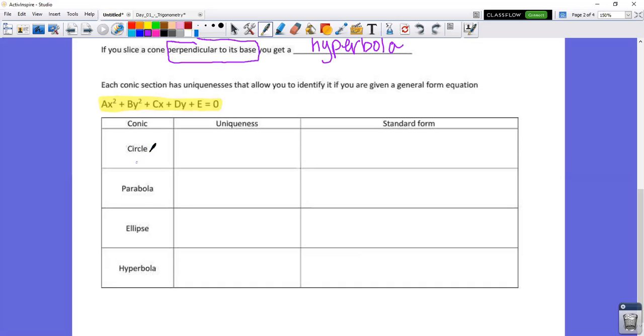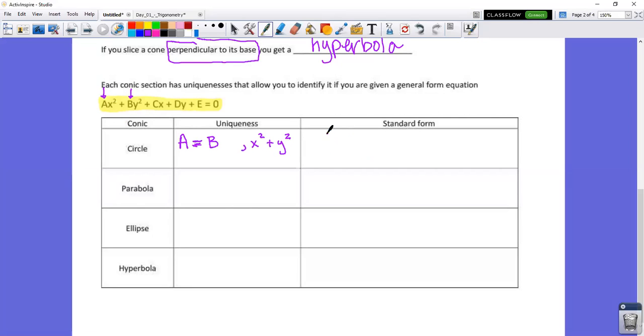So we start off with a circle. The uniqueness about a circle that you're going to look for, in identifying it, is that the coefficients of x squared and y squared are equal. Nothing else really matters as long as the coefficients of x squared and y squared are equal and they are being added together. This is what we're trying to identify in our equation in order to have a circle. These coefficients, a and b, must be the same and they have to be added together.